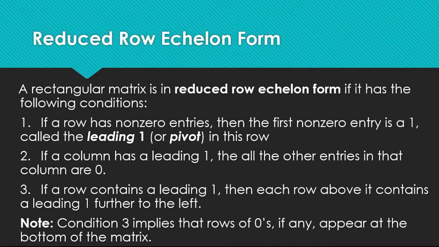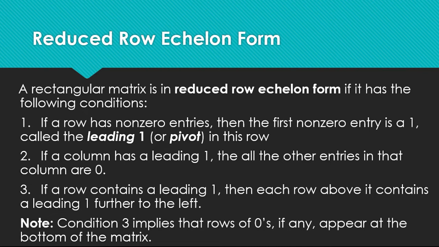Now coming towards the reduced echelon form, as we have studied previously at FSC level, a rectangular matrix is in reduced row echelon form if it satisfies the following conditions. The first condition: if a row has non-zero entries, then the first non-zero entry is called the leading entry. At FSC level we studied that it may be 1, so that's why I write 1 here. It may be 2, it may be 3, but the first non-zero entry in the row is called the leading entry.